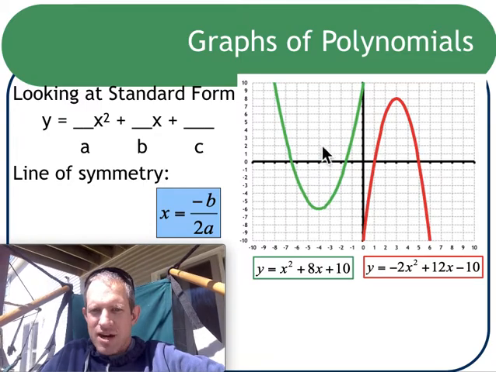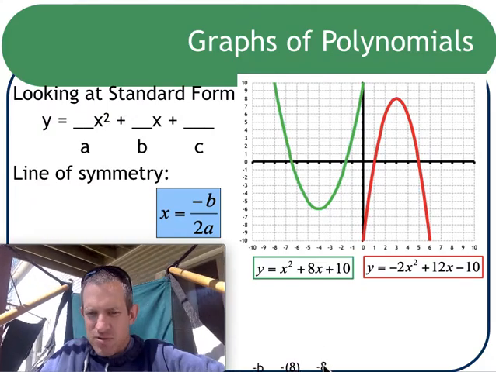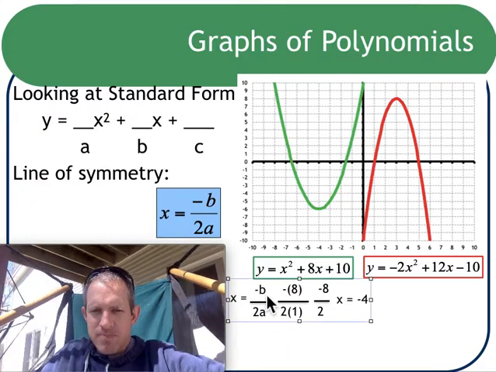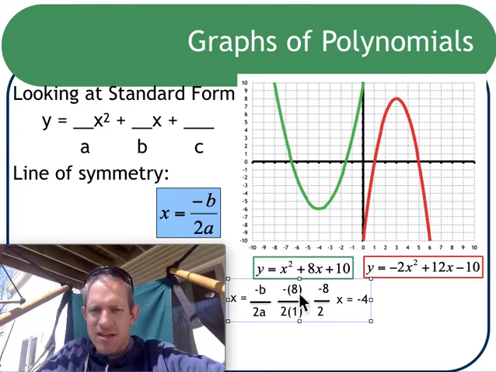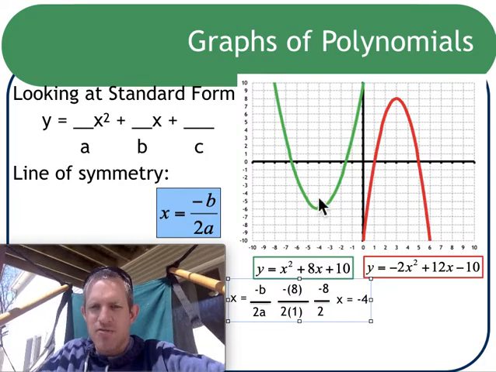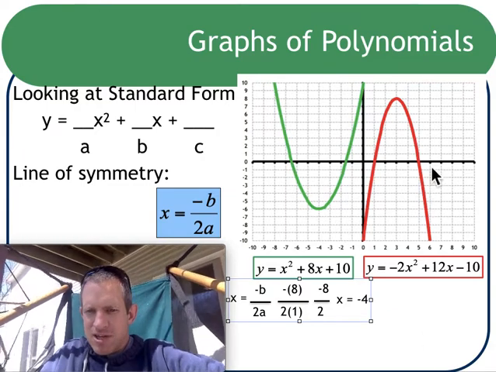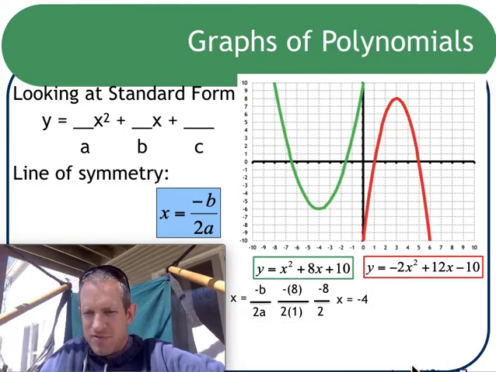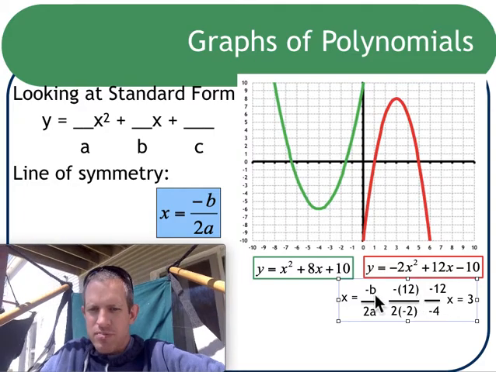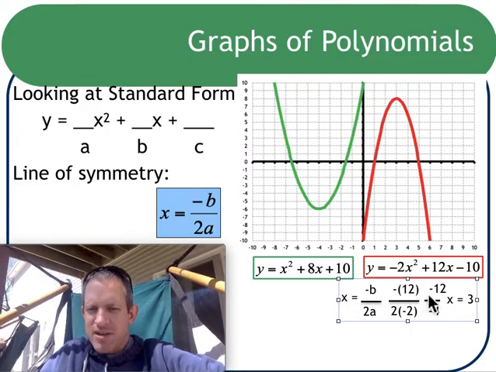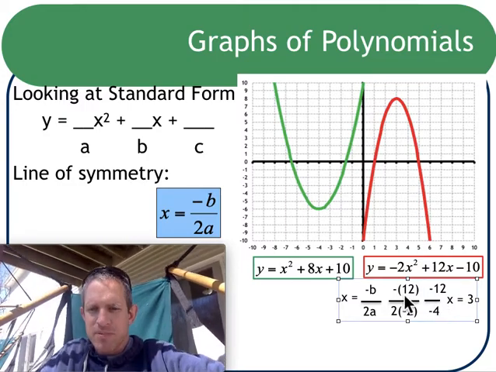And so this graph looks like it has a line of symmetry centered around negative 4 maybe, and that's because if you tried to use this formula, b is an 8, so we'd put that up here, and a is a 1, and so negative 8 divided by 2 ends up giving us negative 4, exactly where I would predict that line of symmetry to be. In the red graph, it looks like it has a line of symmetry at 3, and again, if you use the formula to find that, you would put in a 12 for b, and a negative 2 for a down here, and negative 12 divided by negative 4 ends up equaling a 3, exactly where it should be.